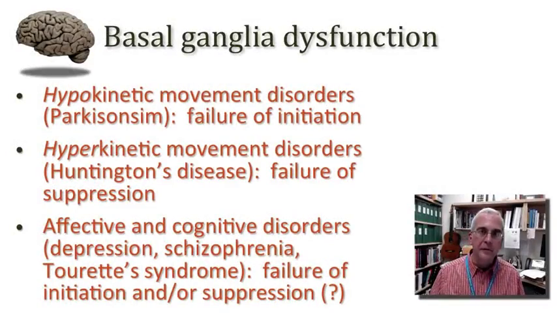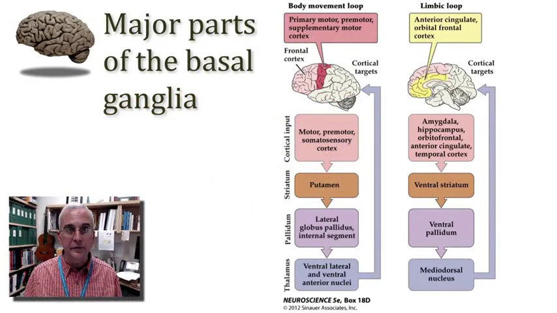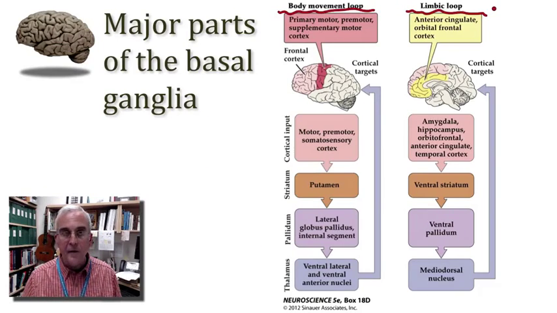Okay, so this has really been an extended introduction to the components of the basal ganglia and a little bit about their function. Now let's turn to a sharper focus on the major parts of the basal ganglia. We're going to focus on really just two of these processing streams, two of these loops. I'd like for us to consider the organization of the body movement loop and the organization of the limbic loop.